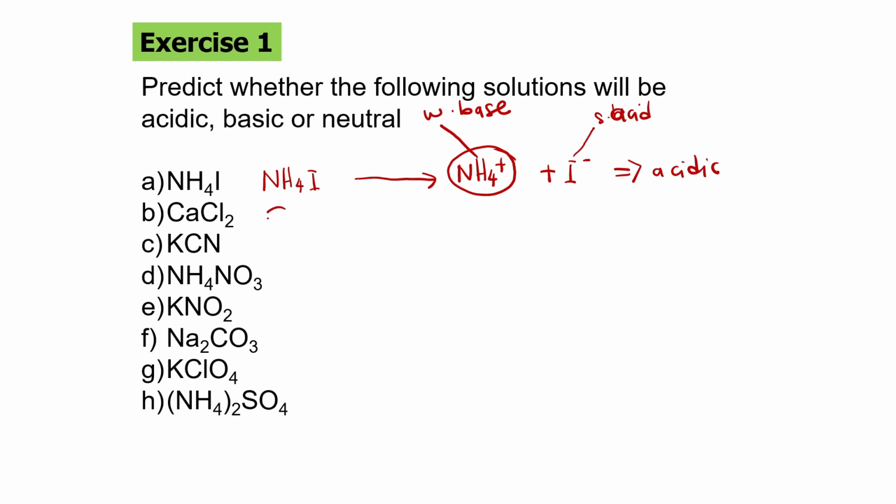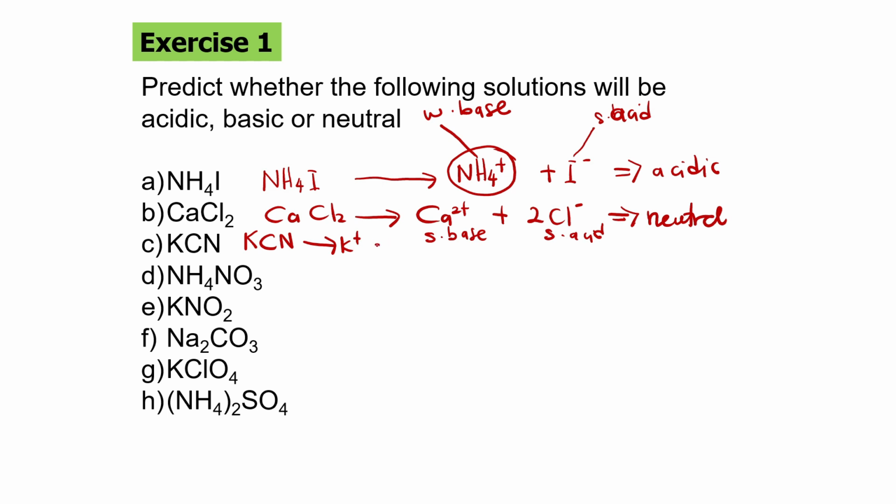Right. So this one dia akan produce CaCl2 will produce Ca2 plus dan juga 2Cl minus. So Ca(OH)2, calcium hydroxide adalah strong base. Yang ini adalah strong acid, HCl. Jadi dia akan bersifat apa? Neutral.